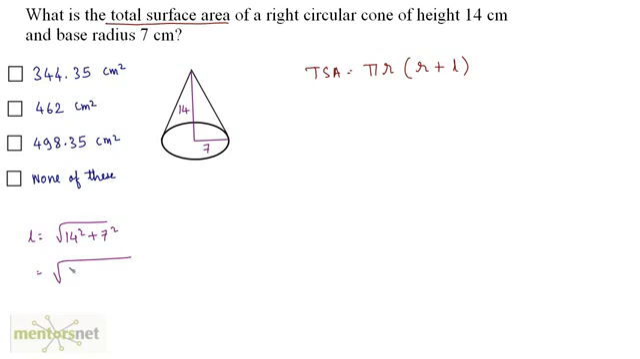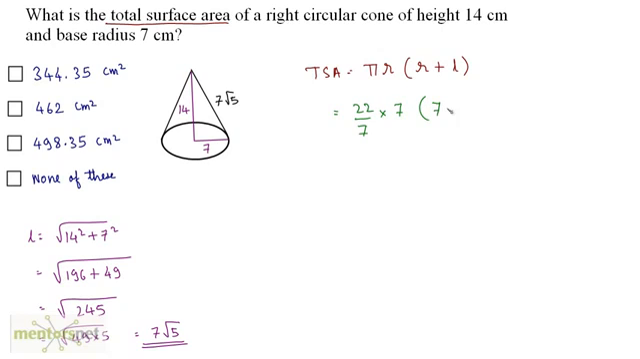So this is the square root of 14 square, which is 196, plus 7 square, which is 49. This is equal to the square root of 245. Now 245 can be written as 49 times 5. So we have the square root of 49 times the square root of 5. The square root of 49 is 7, times root 5. So this is the slant height of this cone, that's 7 root 5. Let us put all these values in the formula and get the total surface area. So this is equal to 22 by 7 times the radius 7 times r again as 7 plus l, which is 7 root 5.